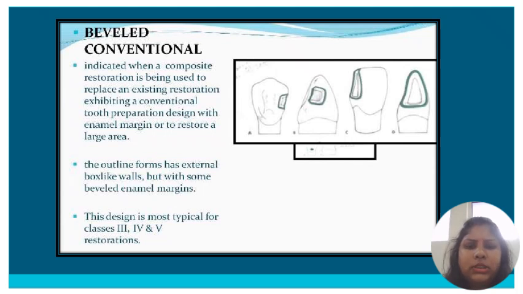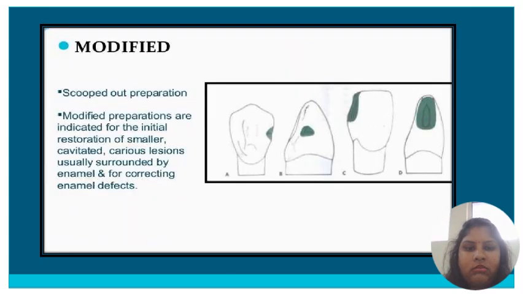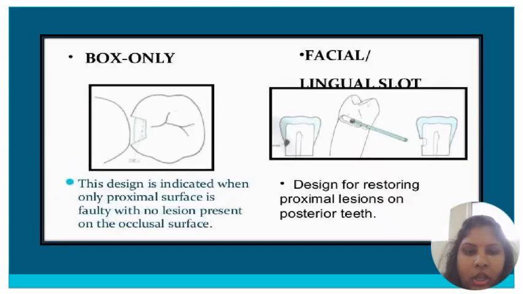The outline form has external box-like walls but with some beveled enamel margins. So this design is most typical for class 3, 4 and 5 restorations. So modified preparation, it is a scooped out preparation. The modified preparations are indicated for initial restoration of smaller cavitated caries lesions usually surrounded by enamel and for correcting the enamel defects. Next we have the box only preparation.